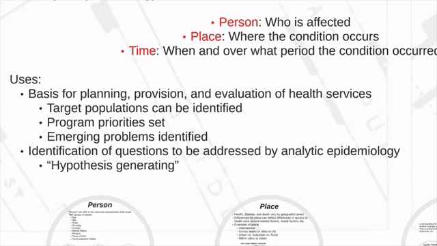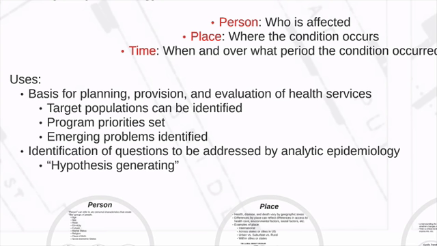A lot of descriptive epidemiology happens at our federal health department, so the CDC, and then at our state and local health departments. They want to know how is the health of the population changing over time? What are the critical issues? What's the burden of disease among specific populations? And so with our descriptive epidemiologic data, we can target populations that are in need of health interventions.